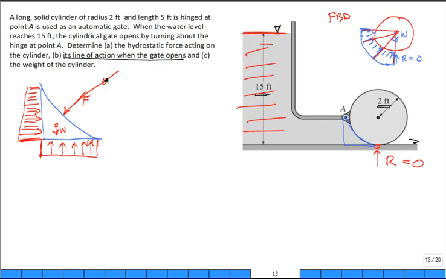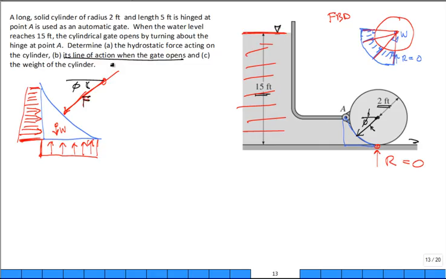I don't know its magnitude, but I'll characterize its orientation by an angle phi. So I know it's going through the center of that cylinder, and I'll characterize its orientation by an angle phi. Sometimes I'm thinking cylinder free body diagram, sometimes this wedge of water free body diagram. From the wedge of water, I'll get the magnitude of F and phi. Then I'll bring that over to the other free body diagram.